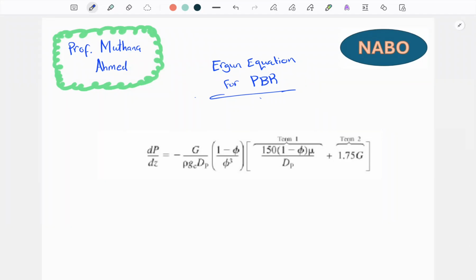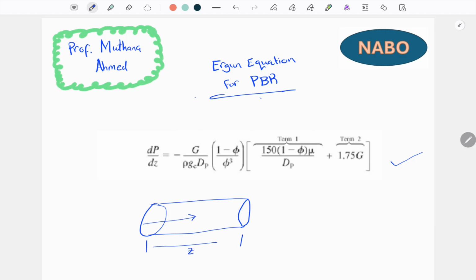Hello everyone, on today's class we're going to go through the Ergun equation for a packed bed reactor. This here is the Ergun equation. It's used to study the pressure drop, or the change in pressure, inside a packed bed reactor with respect to the axial distance.